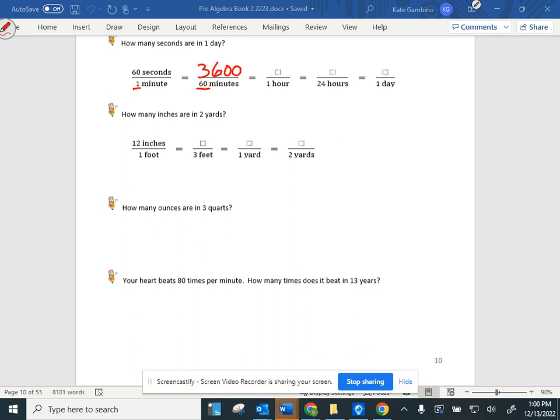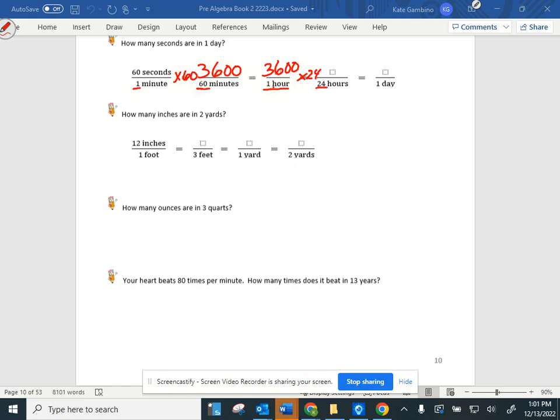3,600. Now I want to go from 60 minutes to 1 hour. The numerator is going to stay the same, because to go from 60 minutes to 1 hour, that is the same value. 60 minutes equals 1 hour. So 3,600 equals 3,600. Now I want to go from 1 hour to 24 hours. Here I need to multiply by what? Now I'm not multiplying by 60. I'm multiplying by 24 to go to 24 hours.